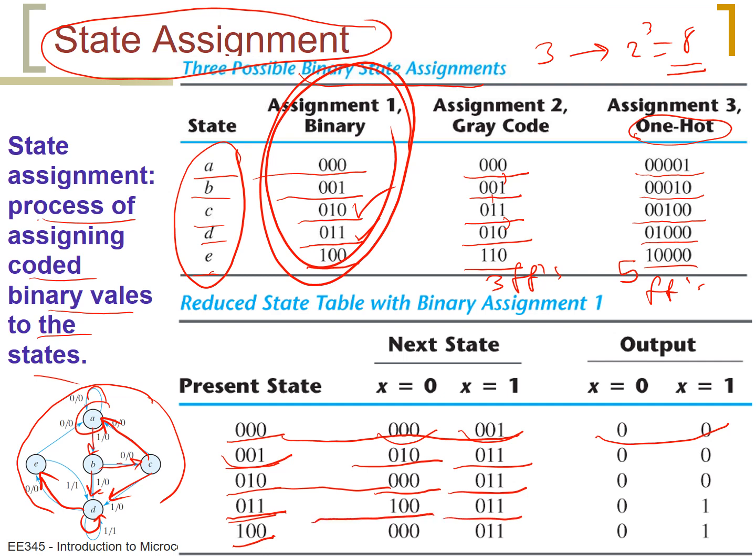And finally, state E, which is 1, 0, 0, goes to state A, 0, 0, 0 or to 0, 1, 1. And the outputs will be as we see from this diagram here. This binary coded state table is what we use actually in the design of sequential circuits, which we will discuss next.